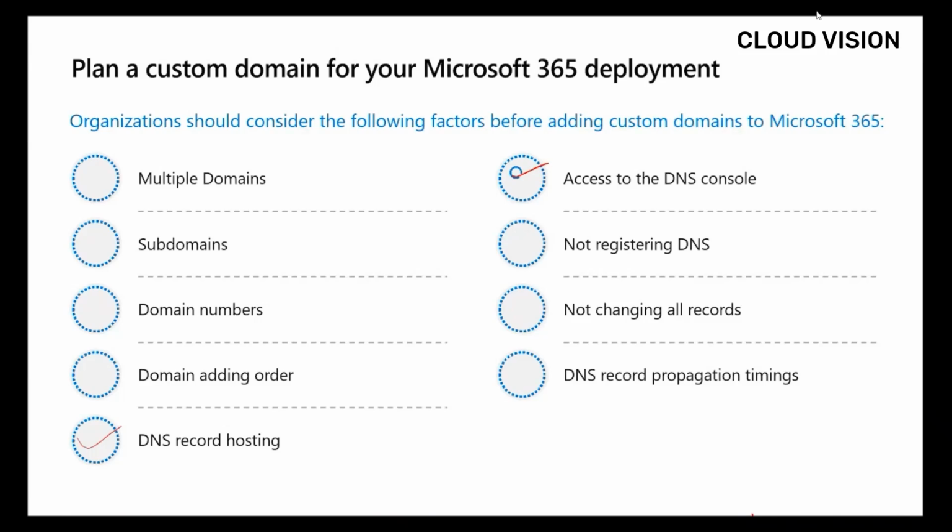Now it's up to you whether you want to register the DNS, whether you don't want to change all of the records. And you also have to take into consideration the DNS record propagation timings, right? Because when you publish a record, it does not mean it will get published right away. Sometimes it can take up to 72 hours for these records to be published. So especially when you're performing migrations or something like that, that's where you can face an issue if the DNS records are not instantly propagated.